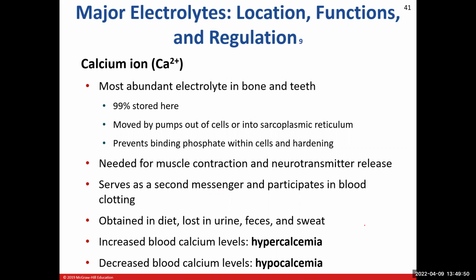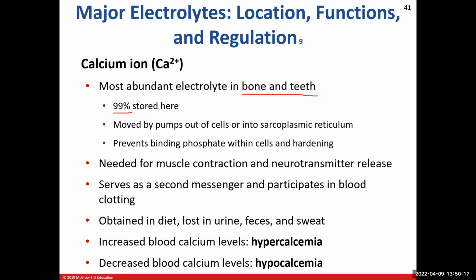We also need it for muscle contractions, for the clotting process, and it's also a very important ingredient in our bones and teeth. So we will find quite a bit of it in both of those structures. Think of your bones as just a storage site for calcium. The majority of it is going to be stored there, about 99%.